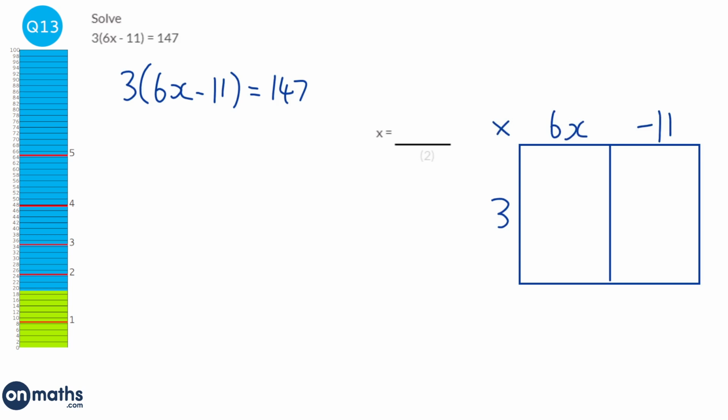3 times 6x is 18x. 3 times minus 11 is minus 33. So we're just going to rewrite this as 18x minus 33.